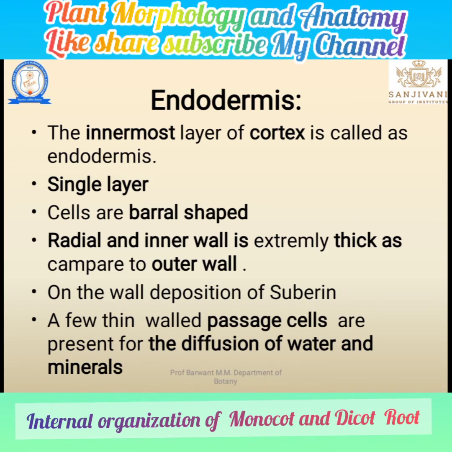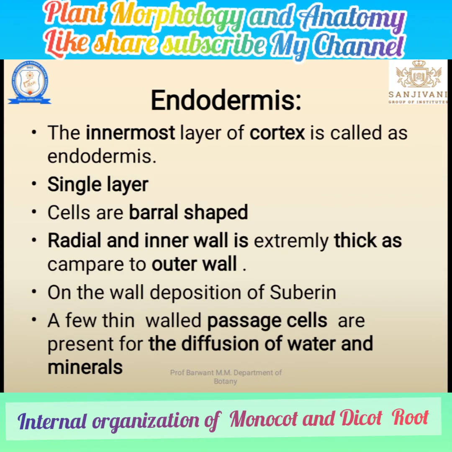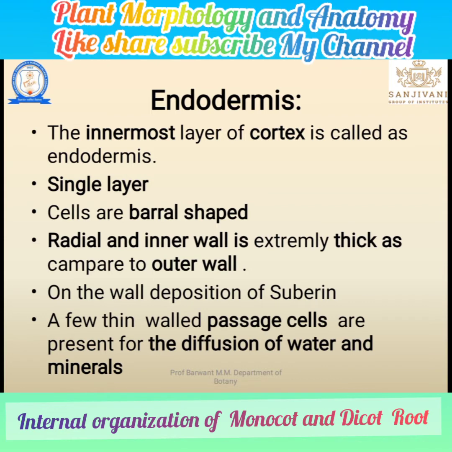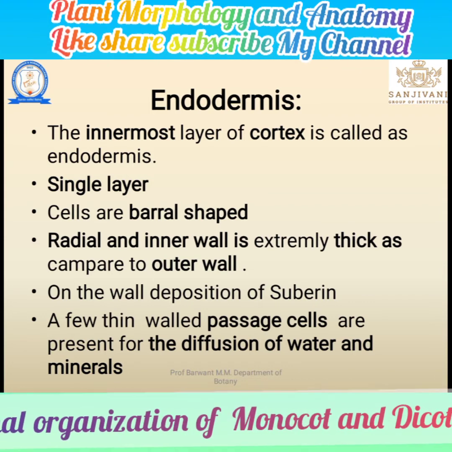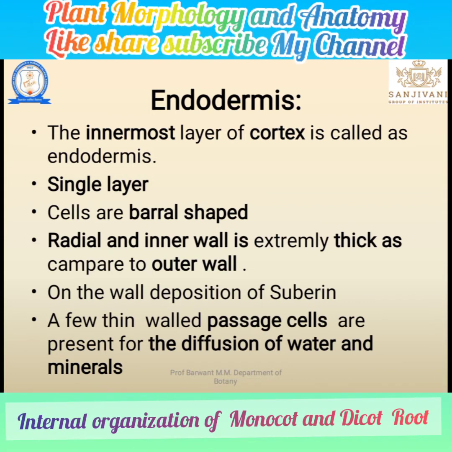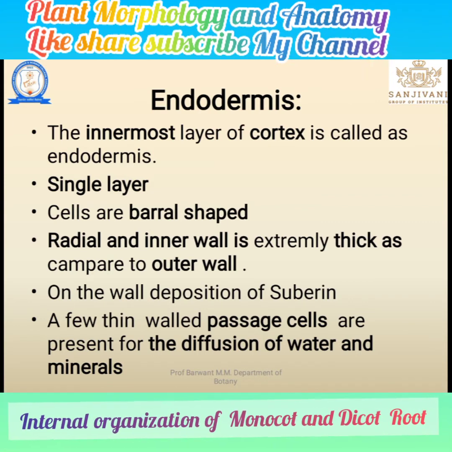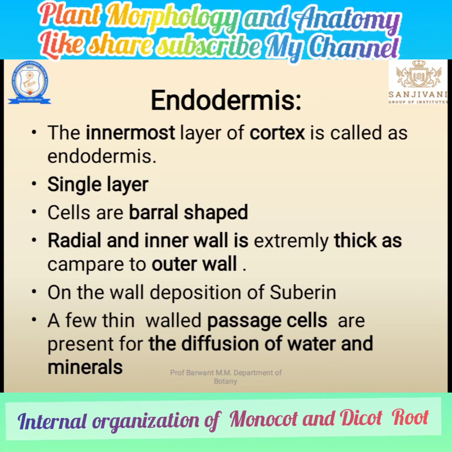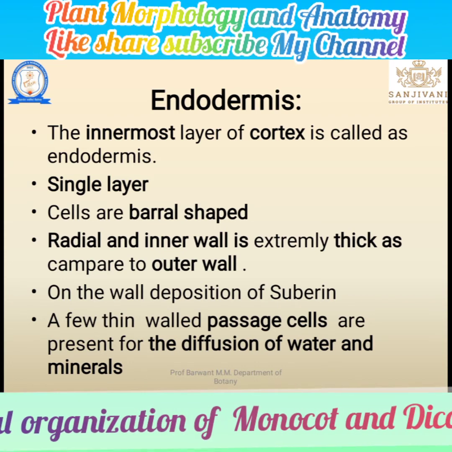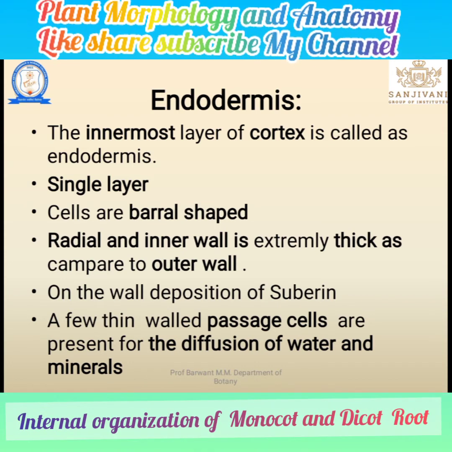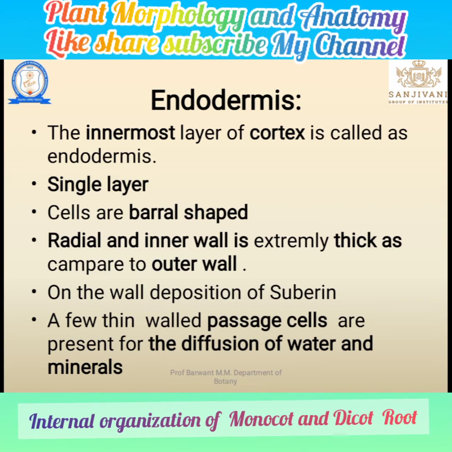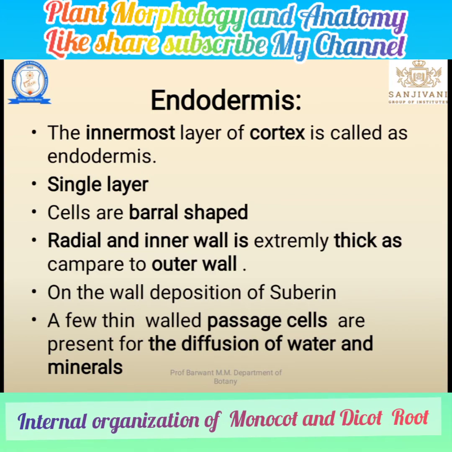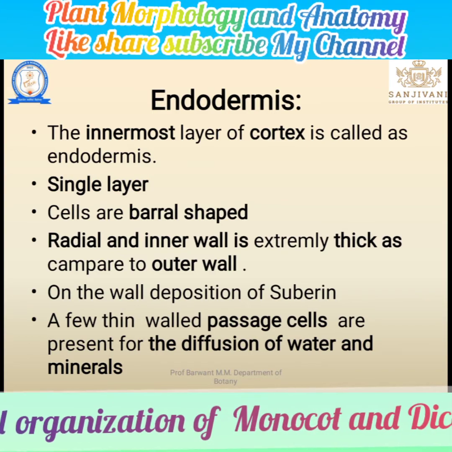Why do they require thick radial and inner walls? There is pressure of food material as well as water inside, due to which they have a thick nature. If there is no pressure, they have a thin nature. On the wall, there is a deposition of suberin. The endodermis, as compared to the cortex and the epiblema, is a hard structure because there is a deposition of suberin, which is the name of a chemical.